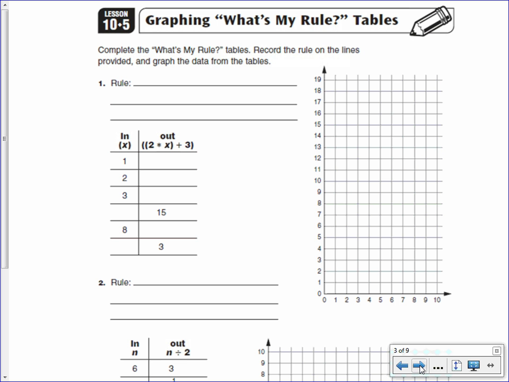This is almost like a step more difficult, so there's 2 steps.